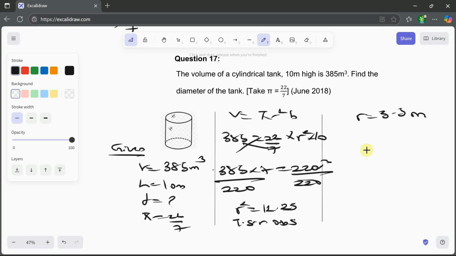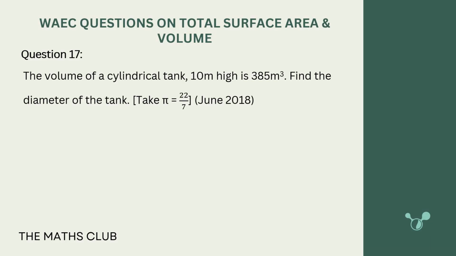But it is diameter, not radius. Diameter is 2r, which is 2 times 3.5, which is 7 meters. So our answer is 7 meters. Let's see if our answer is correct. That'll be option C. Great.